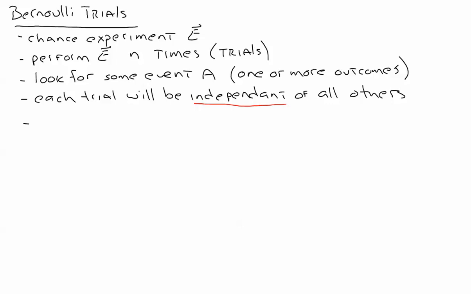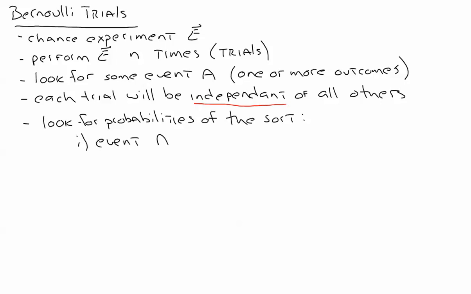Then we'll look for probabilities of things of the following sort. One might be event A occurs exactly K times in N trials.